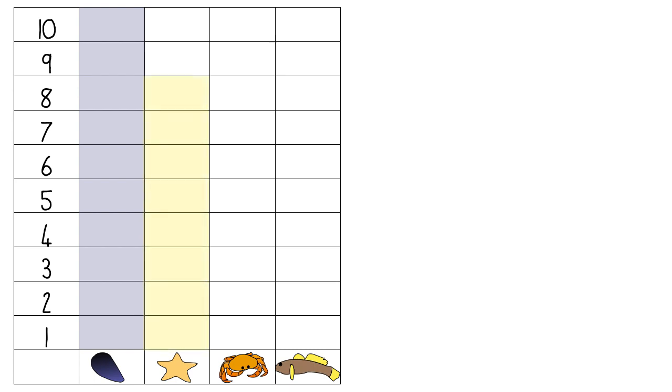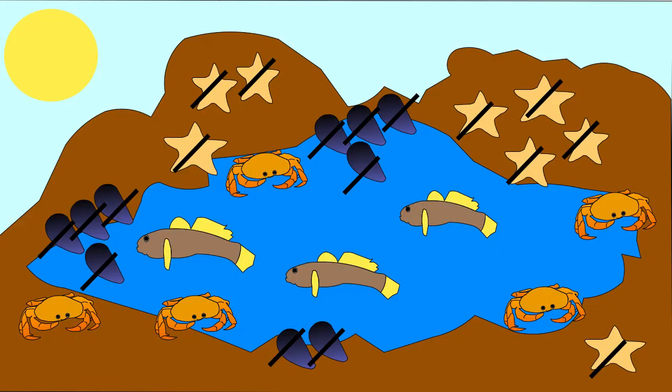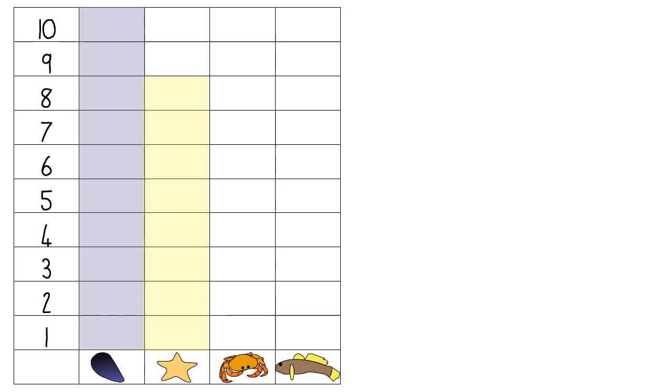Next, we are going to count the crabs. Count the crabs with me. 1, 2, 3, 4, 5. There are 5 crabs. Now we must color in 5 blocks above the crab.